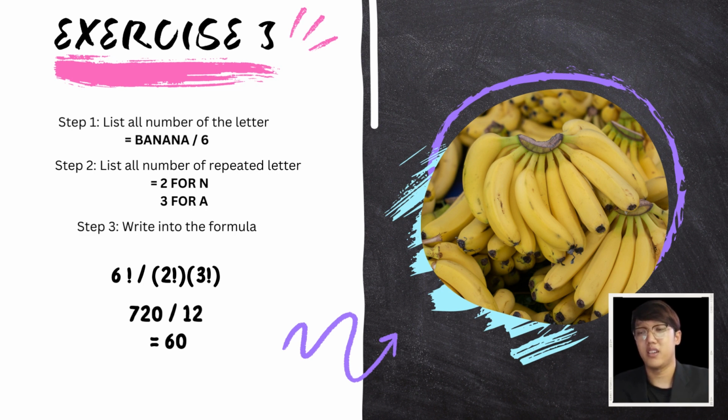Okay, step 3. Write it into the formula. So the total number of letters divided by the total of the first repeated letter times the total of the second repeated letter. In this case, we only got 2 repeated letters, so we only use it for those 2 letters. So we got 6 factorial divided by 2 factorial times 3 factorial. We got the answer 60.